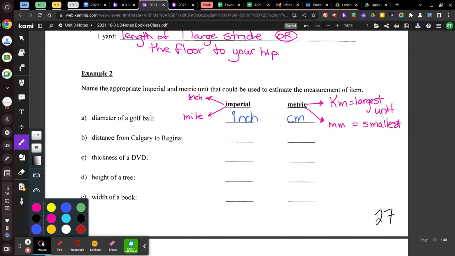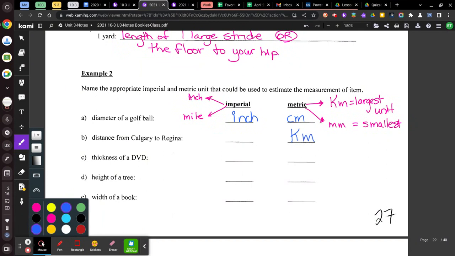So what about distance for driving? What about Calgary to Regina? Regina's in Saskatchewan. Or what if I said Red Deer or Sylvan Lake to Vancouver? Would I measure that in the smallest unit, millimeters, or would I measure it in kilometers? What do you think? Kilometers, because it's a distance for driving, right? So this one would be kilometers.